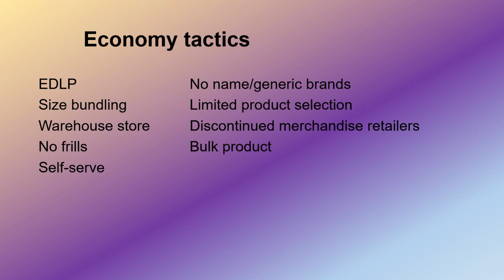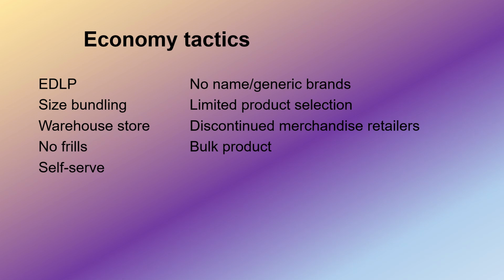Now, economy tactics are mostly a little bit different, but some of them are the same. One is EDLP, everyday low price, which could be an economy tactic. Other examples of economy tactics are no-name generic brands, where we create a brand that doesn't have any particular well-known name. It's just a product that creates the lowest possible price point. We could do some size bundling that creates the economy pack of our product, where if I'm willing to buy a 5-gallon jar of pickles, we'll give you a really good price on it.